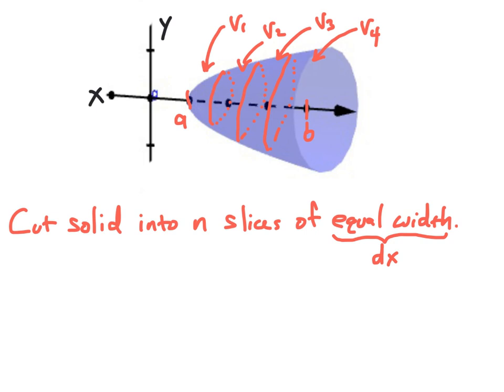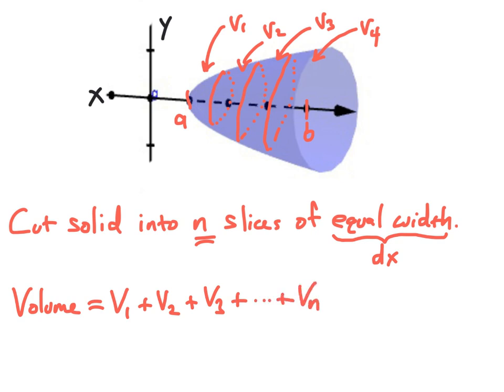You can think of this like cutting up a loaf of bread. If we know the volume of each of the slices of the loaf and we add all of those volumes together, we'll get the entire volume of the loaf. So in general, the volume of our solid is going to equal the sum of all of these volumes, so V1 plus V2 plus V3. And in general, we have n slices, not just 4, and so we want to add up to V sub n. So if we had 10 slices, we would want to add all 10 of the volumes together here.